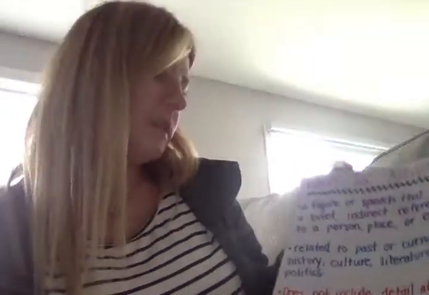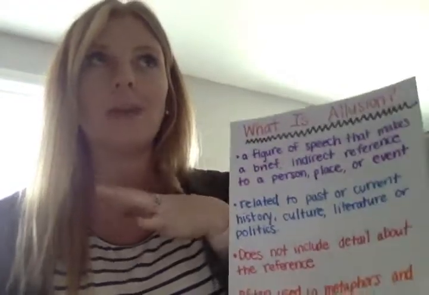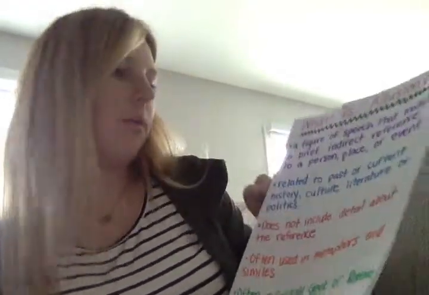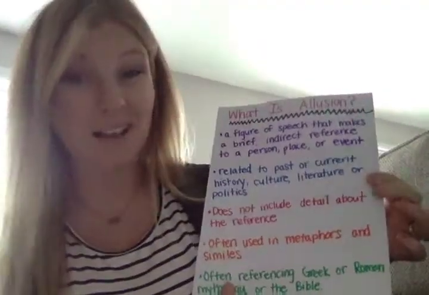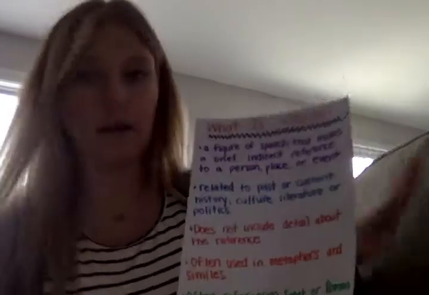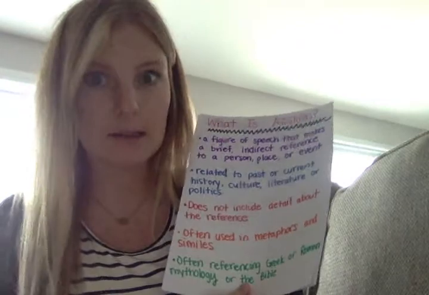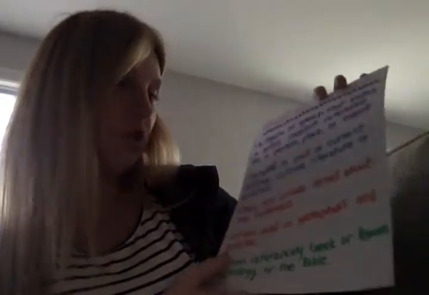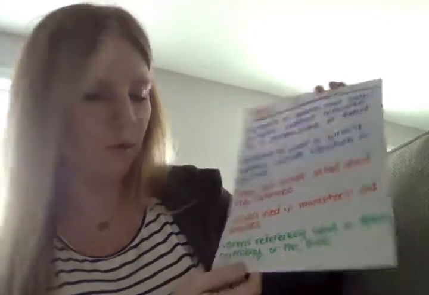So what is allusion? It is a figure of speech that makes a brief, indirect reference to a person, place, or event. It's when we're reading things and it talks about something else related to past or current history, culture, literature, or even politics. It does not include any detail about the reference. It just makes the reference and then moves on and keeps going with the text. It's often used in metaphors and similes. I see it a lot in metaphors.